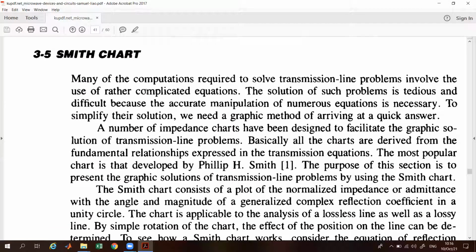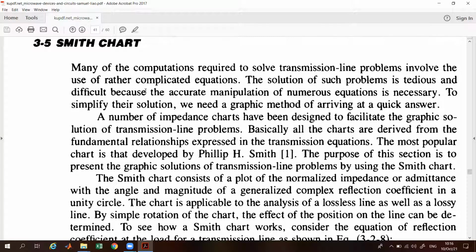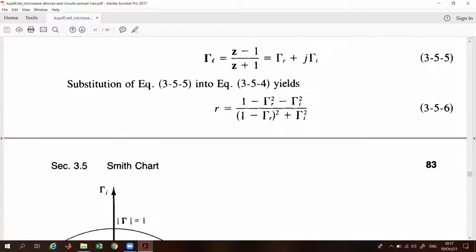Now the only topic left is the Smith chart, for which I will upload some initial videos which are different from this PDF. And after that, I will come back to these pages again.